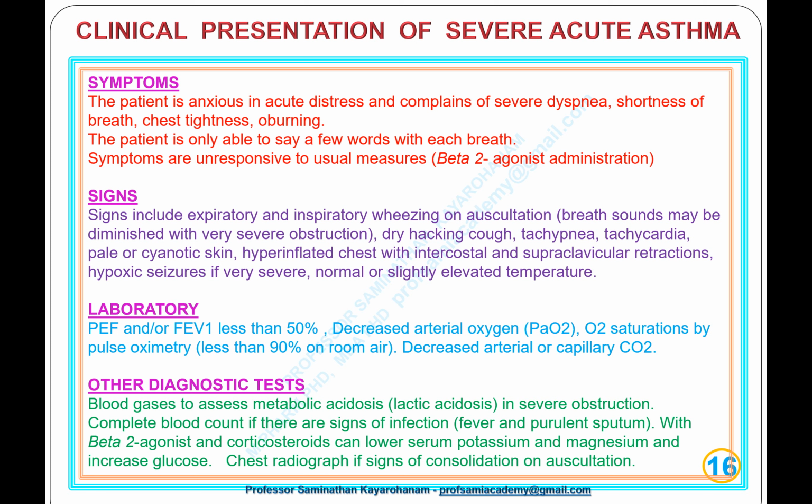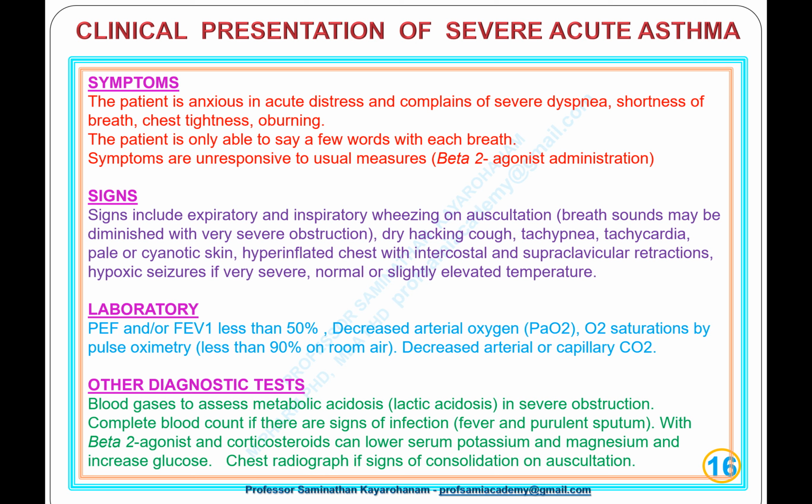Beta-2 agonist administration. Signs include expiratory and inspiratory wheezing on auscultation. Breath sounds may be diminished with very severe obstruction, dry hacking cough, tachypnea, tachycardia, pale or cyanotic skin, hyperinflated chest with intercostal and supraclavicular retractions, hypoxic seizures if very severe, normal or slightly elevated temperature.